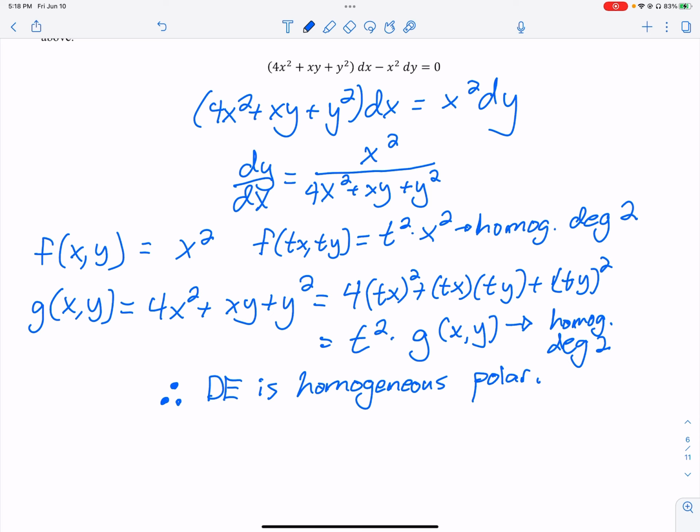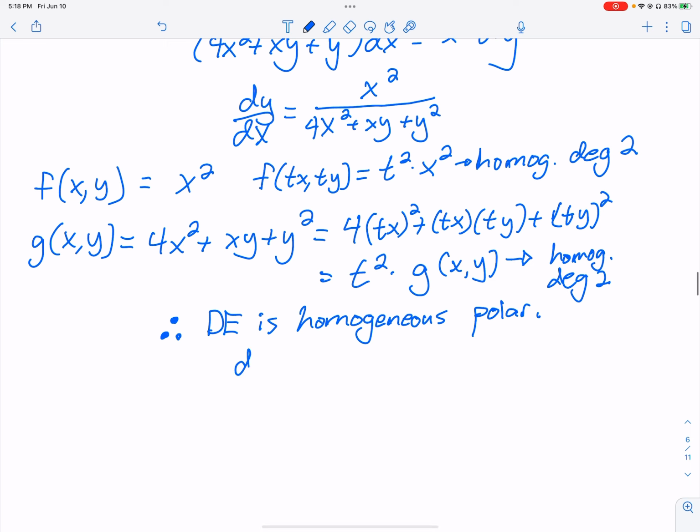Okay, so we're going to start off. I have that DE. I'm going to write it again, so I have it down here now and don't have to keep scrolling back up. dy/dx equals x squared. I'm going to keep it in this form.